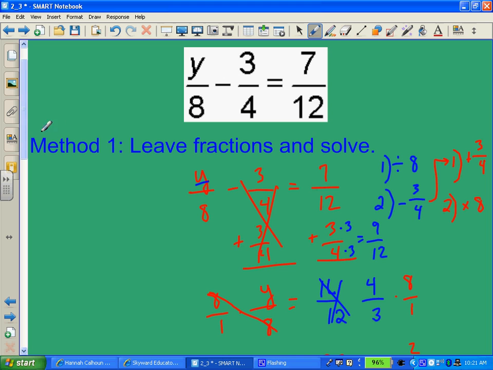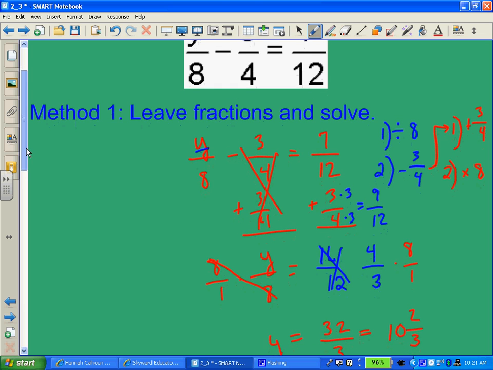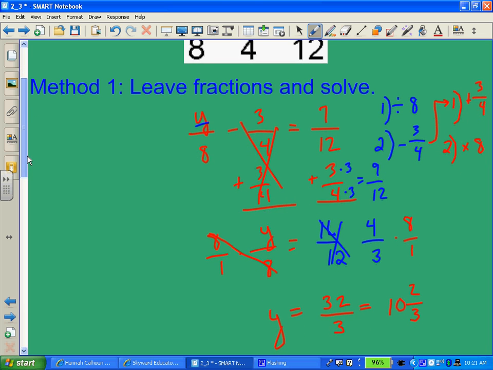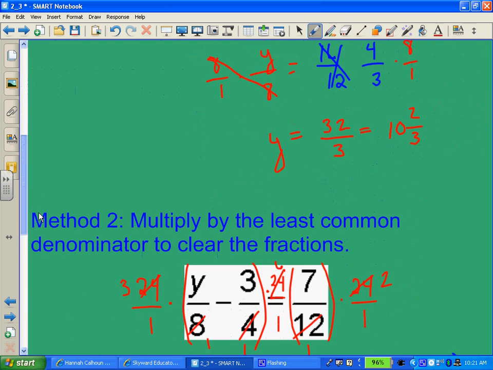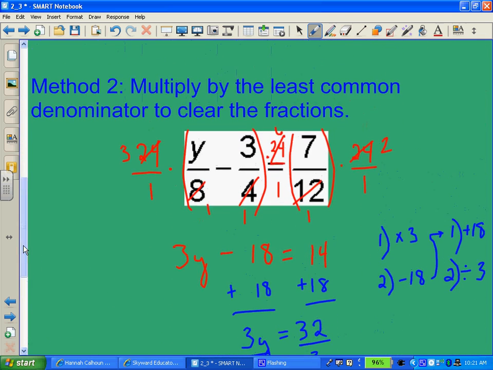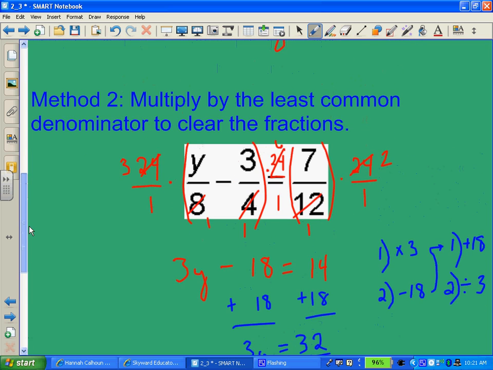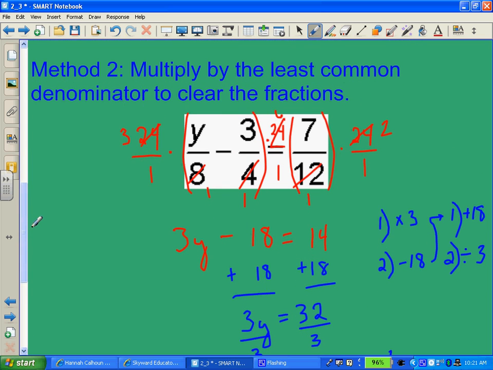Okay? So those are the two methods. First one, you just treat it exactly like a regular two-step equation. You deal with the fractions. So if you're good at fractions, you're good at adding, subtracting, multiplying, dividing with fractions, this would probably be the method I would use. Okay? But if you see fractions and you get a little scared, you might want to focus on method 2, where you multiply by the least common denominator, and then once you do that, it gets you to a two-step equation with no fractions. Okay?